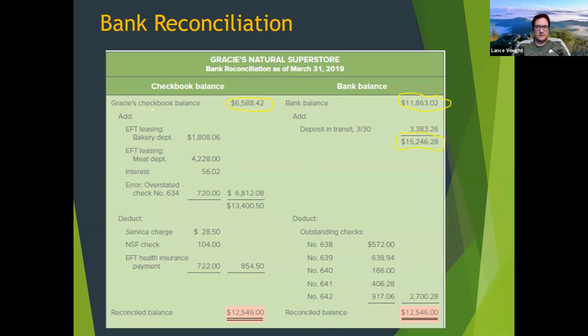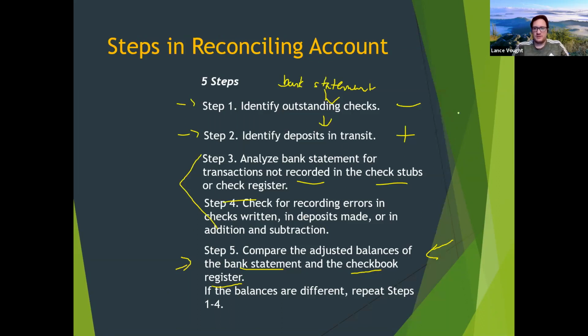So your checkbook balance is kind of where you started at the beginning of the month. So this is where you are at the end of the month. This is where you were at the beginning of the month. So remember, this is that number that was up here.